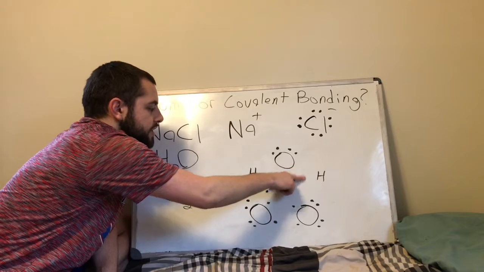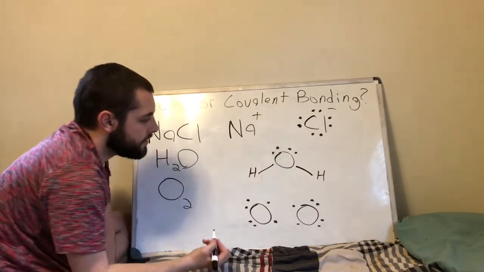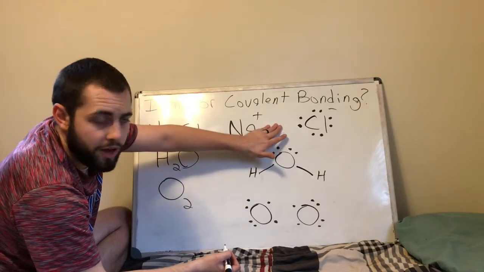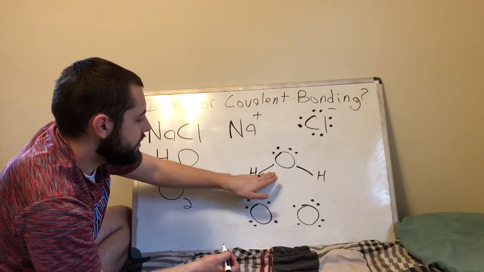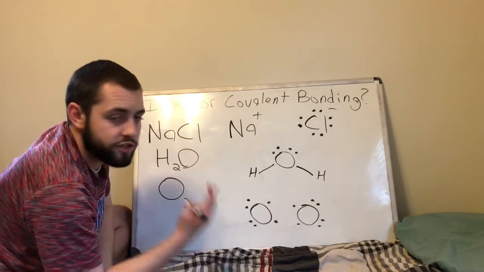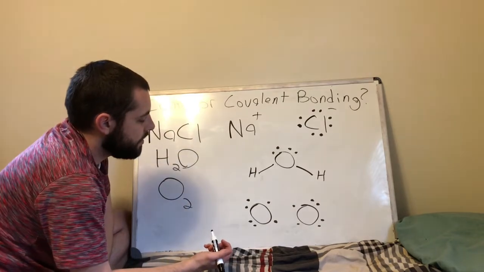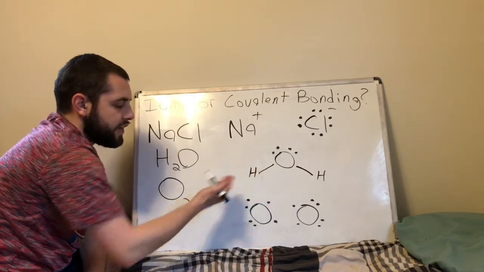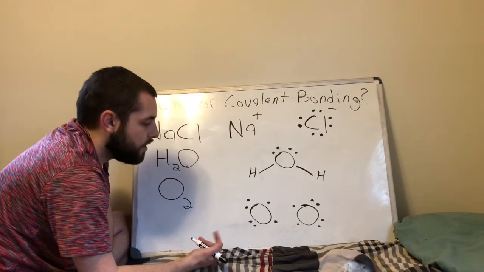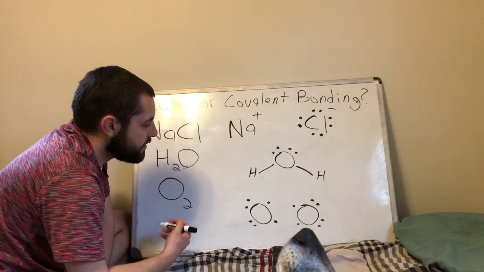So I'm going to draw these as regular bonds now. This is something that we don't do with ionic bonds because it's a different attractive force. These bonds, these lines, they represent 2 electrons being shared. 2 here and 2 here. Now, this is a covalent bond. But water has polar covalent bonds.